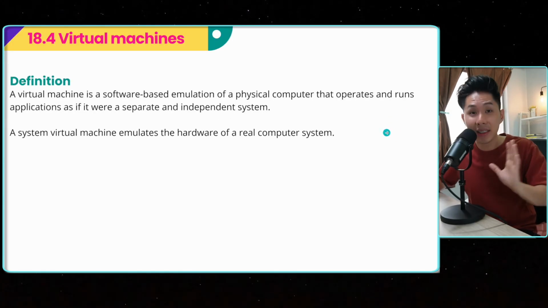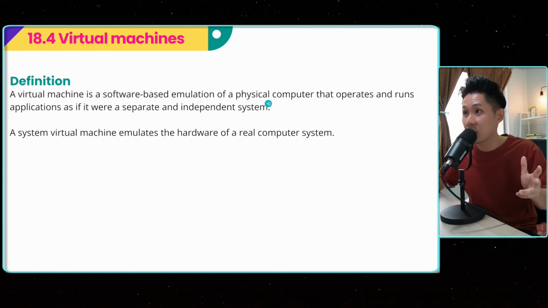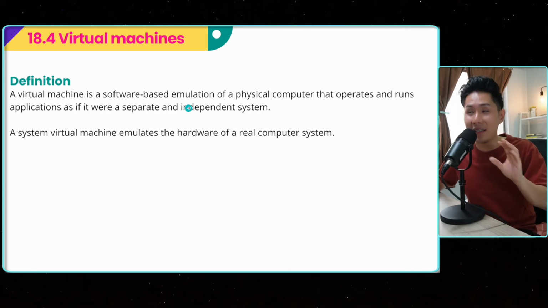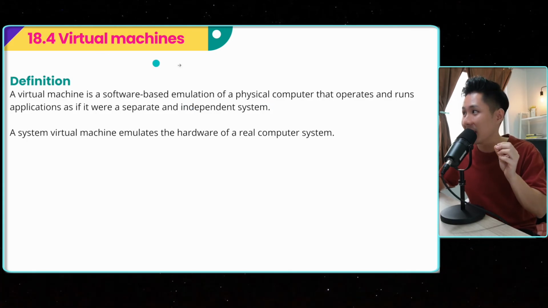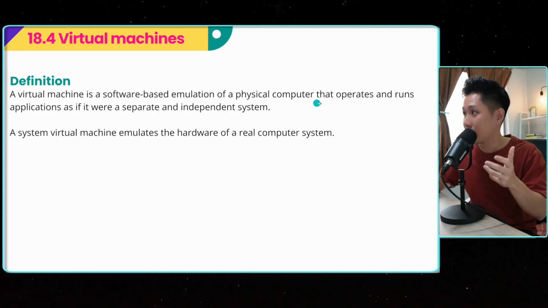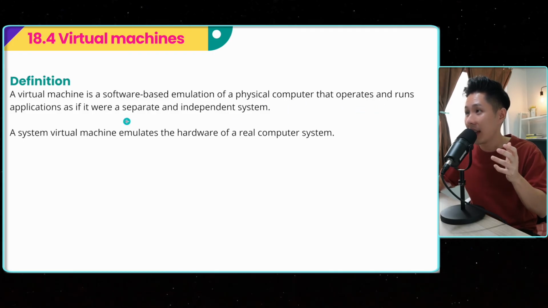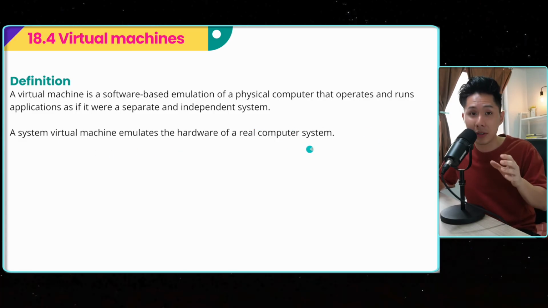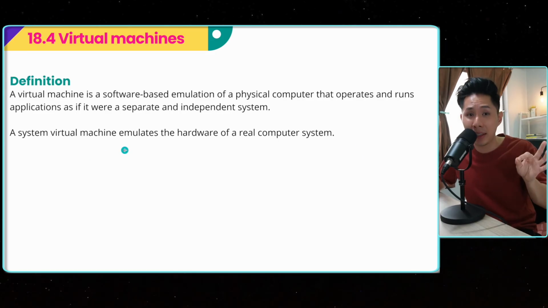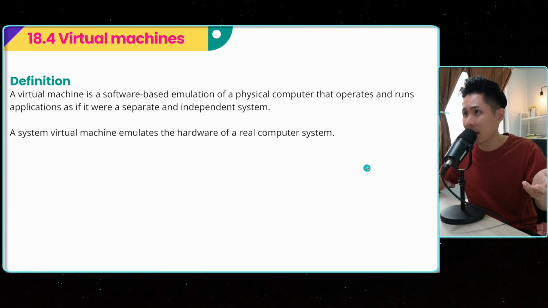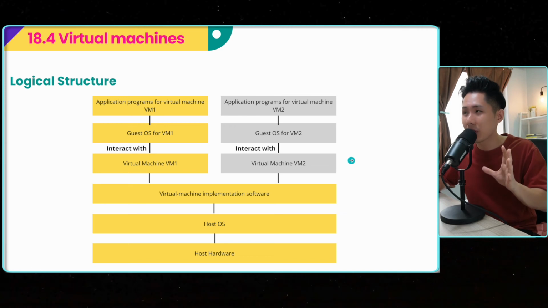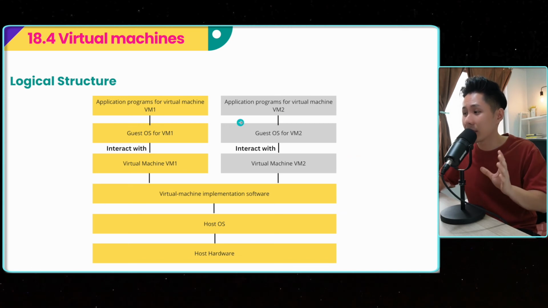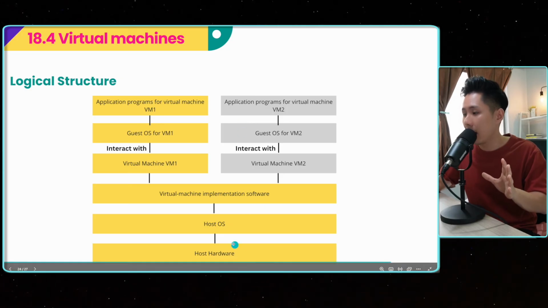Okay, now the last part of this chapter is called virtual machine. It is software, all right? It's called virtual for a reason, and it can emulate a physical computer and run applications as if it were a separate or independent system. A system virtual machine emulates the hardware of a real computer system. The keyword here is emulate. It pretends that it is something else. I will show you how a virtual machine can be useful later, but let's look at what the structure is like. Okay, so let's start from here.